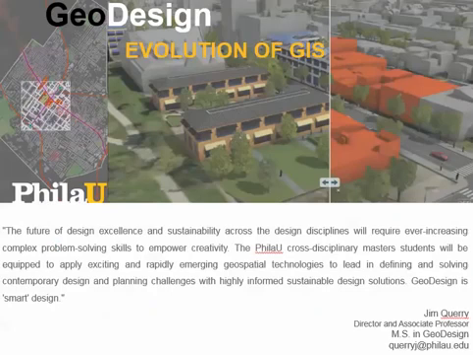As I mentioned earlier, there is an emerging new field of study called geodesign. The director of the program is a very respected professor here at Philadelphia University. He is a professor in the landscape architecture program, Jim Query. And this is his quote: "The future of design excellence and sustainability across the design disciplines will require ever-increasing complex problem-solving skills to empower creativity." So geodesign is basically smart design. It's taking information that we learn from different types of GIS analysis and processes and making smart decisions.